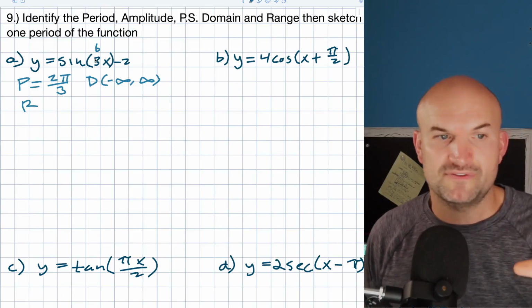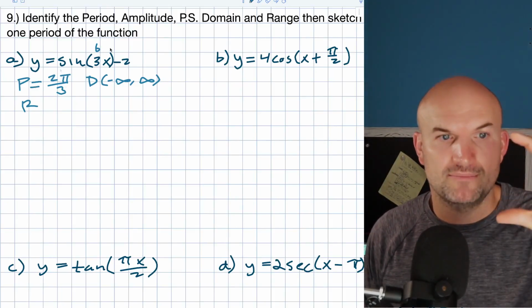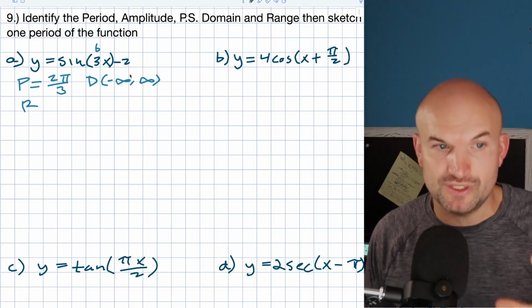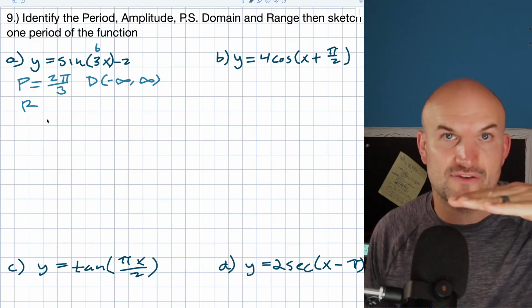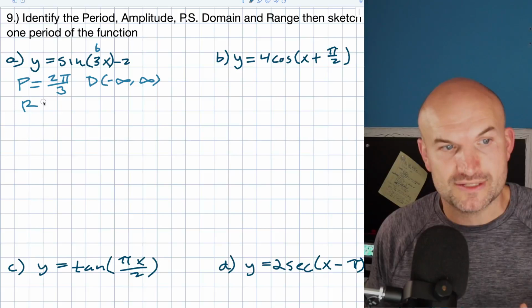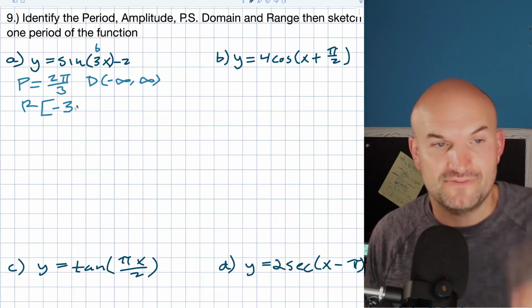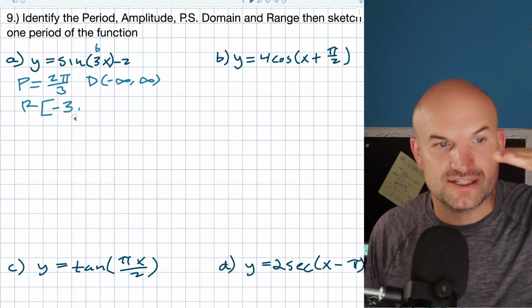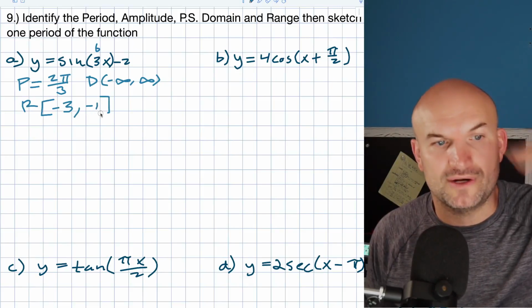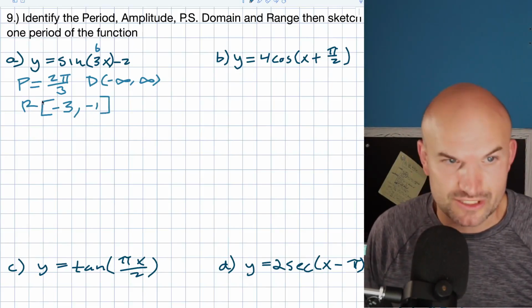The typical sine graph goes from -1 to 1. But now this graph is being shifted down 2 units, right? So instead of going down as low as -1, it's now going down 2 more units, which is going to be -3. And if the highest point was at 1 but went down 2 units, now that's only going to go to -1. So my range is going to be from -3 to -1.